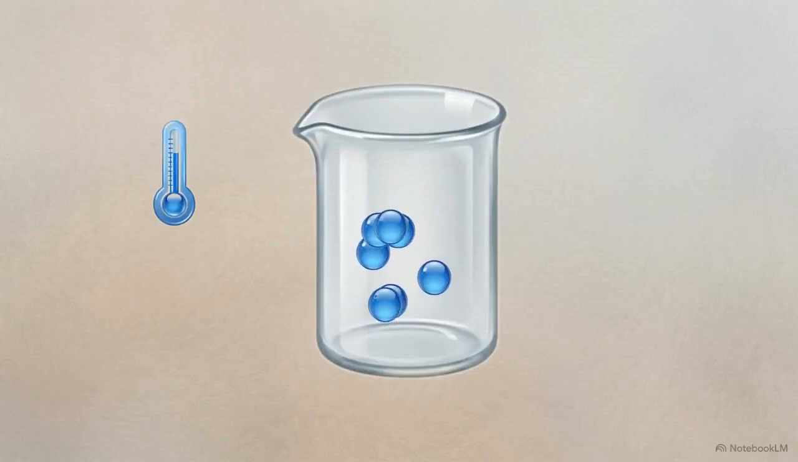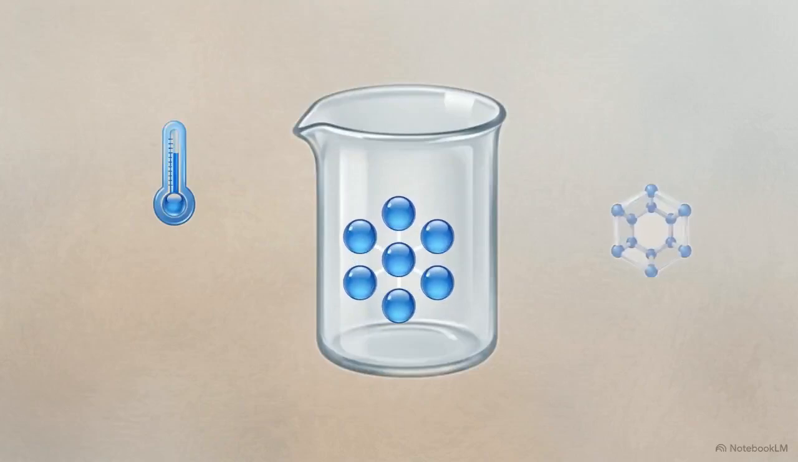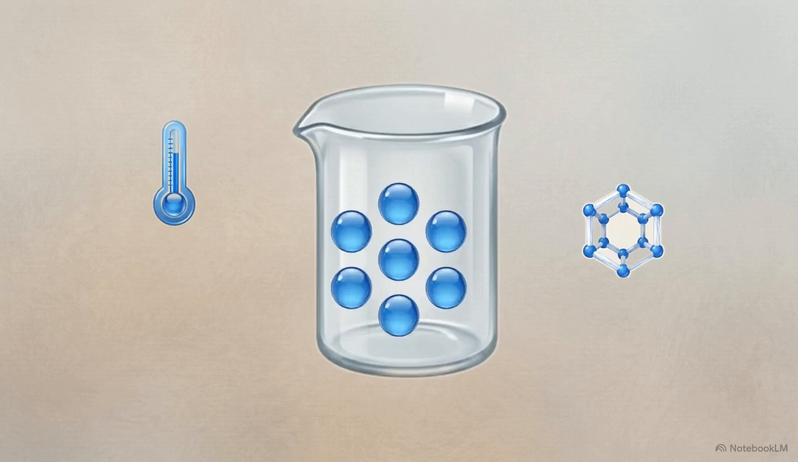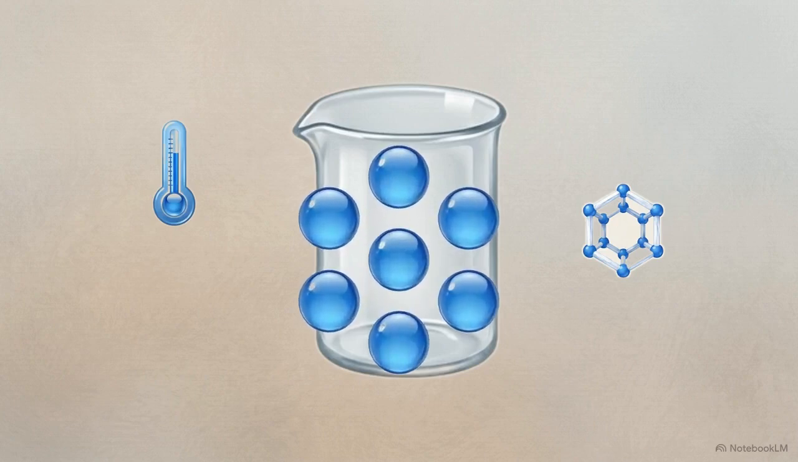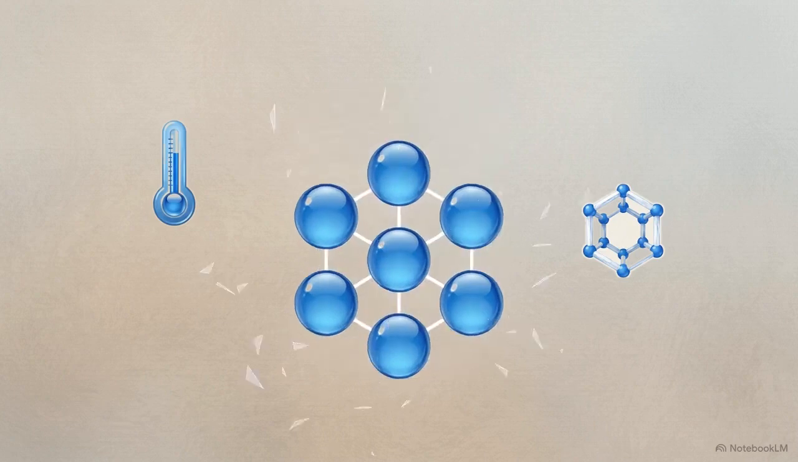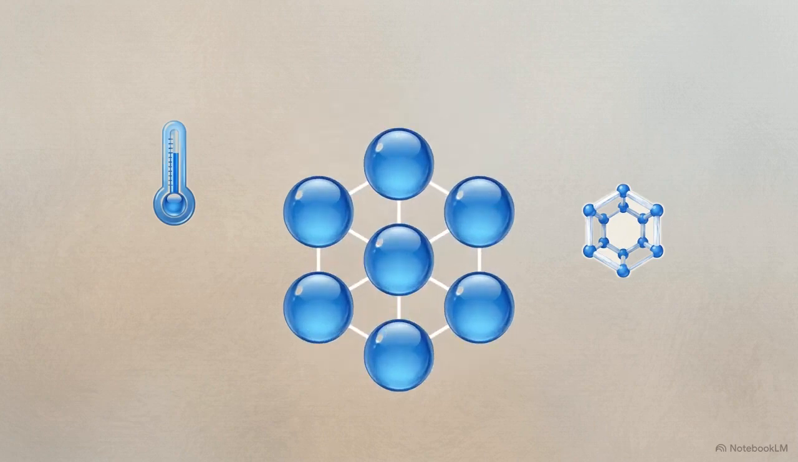When thermal energy is removed, water molecules lose speed. Instead of sliding, they lock into a fixed hexagonal pattern. As ice forms, the molecules push outward to maintain this structure. This expansion increases volume, creating enough pressure to shatter the glass container.